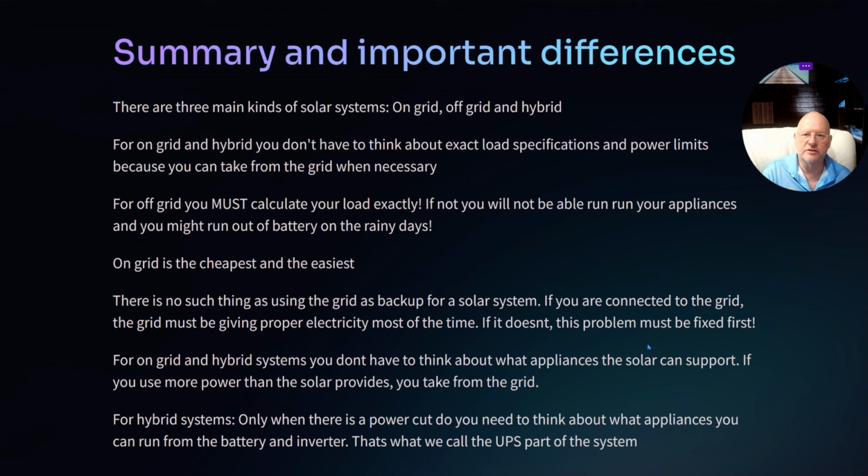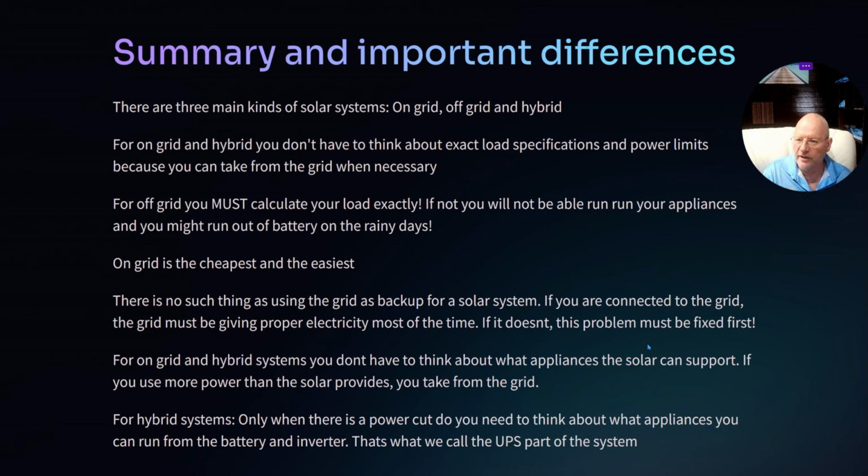So let's summarize. We have three main systems: on-grid, off-grid, and hybrid. For on-grid and hybrid, you don't really have to think about the exact load that you have, meaning you don't have to think exactly how much electricity you are using, because if you don't have enough from the solar, you can use the grid. So you don't have to wonder, can I use those things, or do I need a bigger solar system. Yes, you have to think about sizing, but not in terms of whether your solar can run your appliances. It's in terms of how much you want to save. That's what should determine the sizing in on-grid and hybrid situations, not what the system can run independently, because that's only necessary to specify when you're off-grid. In on-grid and hybrid, you don't have to think about that. If it doesn't have enough, it takes from the grid.